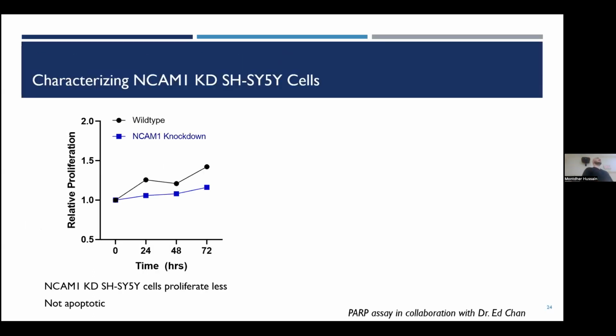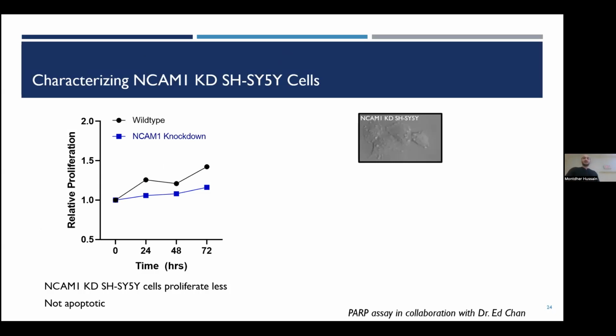Further characterizing the cells, by using a proliferation assay, we can see that these cells do grow slightly less, or proliferate less, than the wild-type cells. And if we take a closer look at their morphology, we can see that they have these bubbles in the membrane called membrane blebs, which are typically characteristic of apoptotic cells.